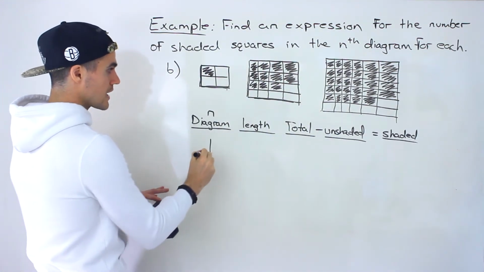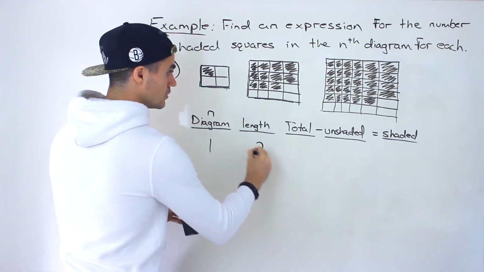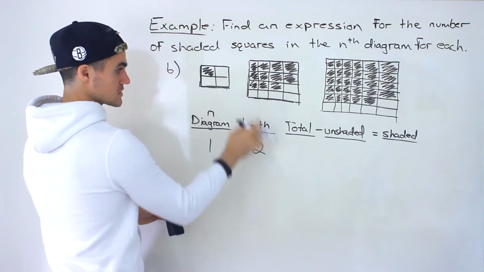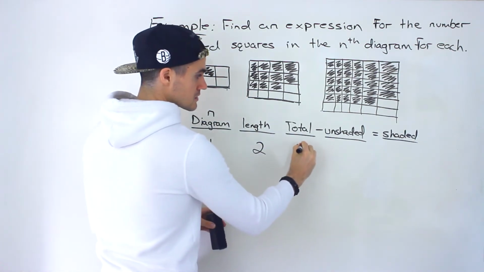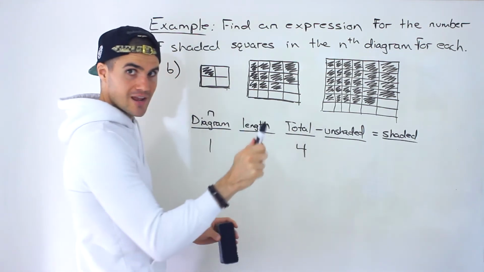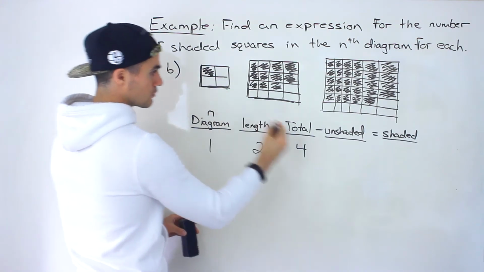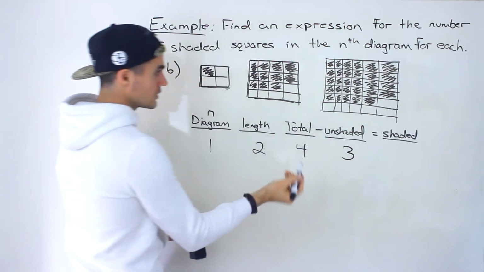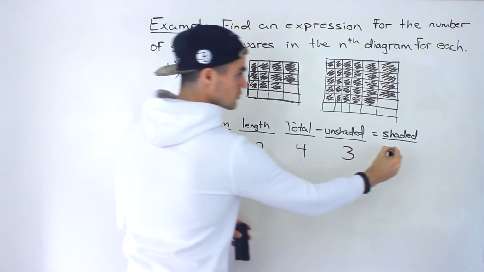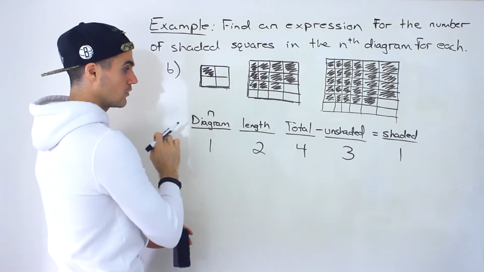For this first diagram, the length is 2. The total number of squares is going to be 2 to the power 2, which would give us that 4 over here. Now, what's the number of unshaded squares? It's going to be 1, 2, and 3. And so the number of shaded squares is going to be 4 minus 3, which is 1. We can confirm that there's only one shaded square over here.